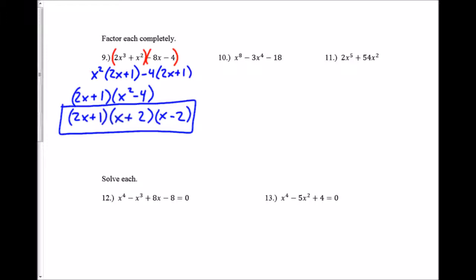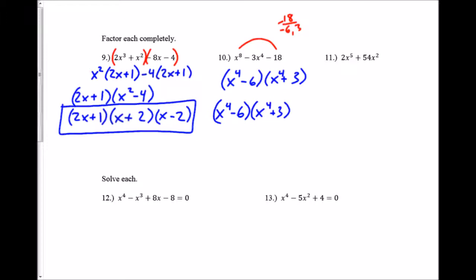I build a bridge, 2 numbers that multiply to a negative 18, but add to a negative 3: a negative 6 and a positive 3. And normally, when I was factoring a quadratic, it would be x minus 6 and an x plus 3. But that's when I had an x squared out front, and x times x gives me an x squared. This time I've got an x to the 8th, so I need an x to the 4th times an x to the 4th. So it becomes an x to the 4th minus 6 and an x to the 4th plus 3, and that's it. Okay, that one can't be factored any further.